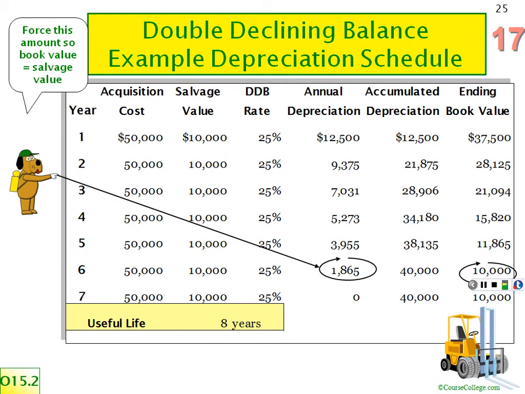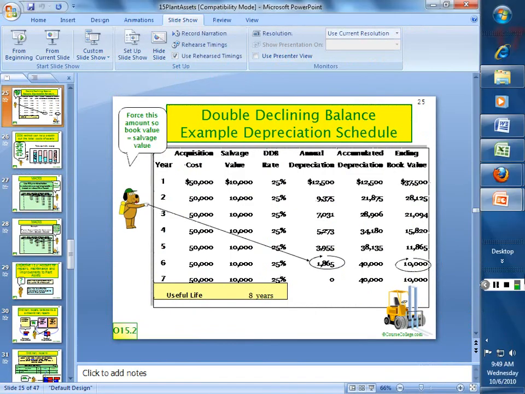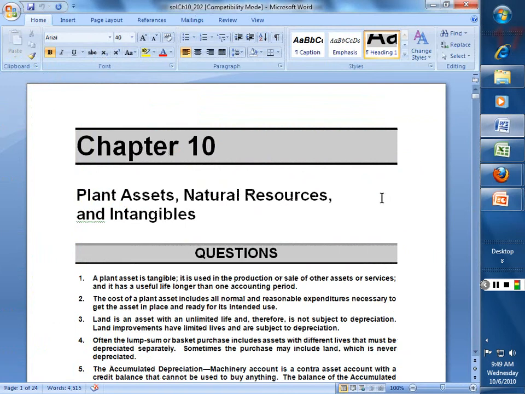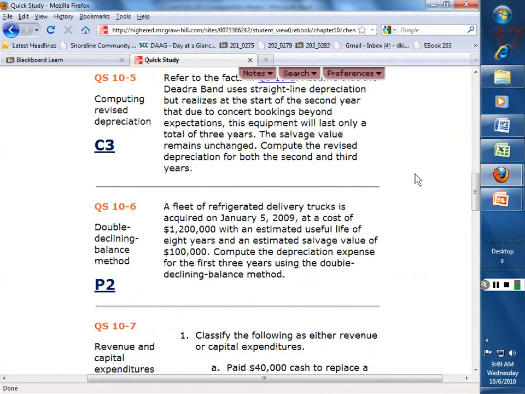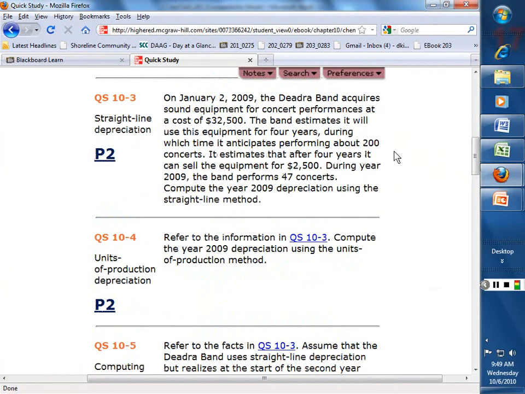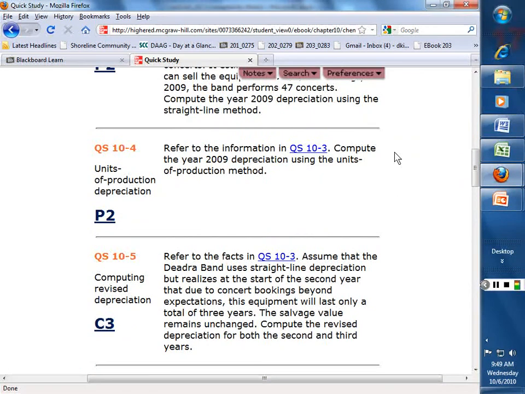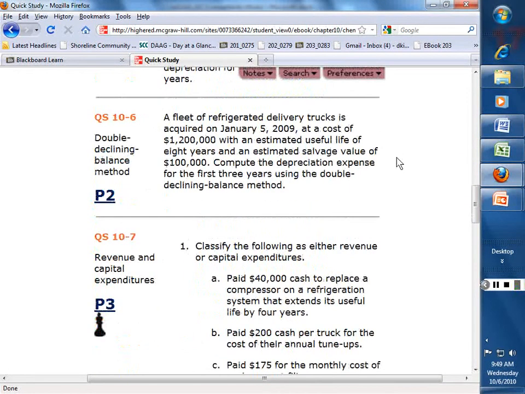Let's go look at this quick problem. I need you to consider a problem because I want you to be solid on this. Quick study 4, actually it's 6. Quick study 6 is the double declining balance method. I have it in front of you here, so could you read that and see if you can do that quick computation? We're after 3 years worth, so I just want you to get started. Get started, that's the hard part.